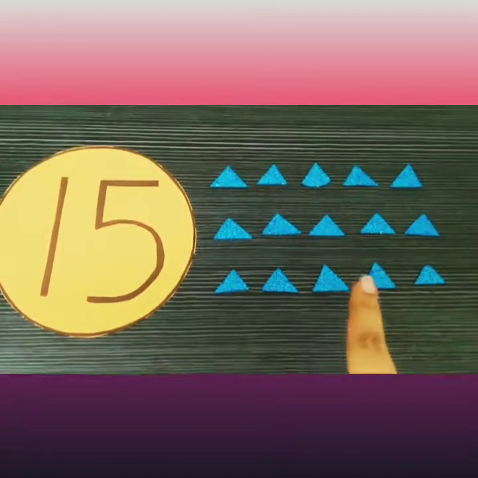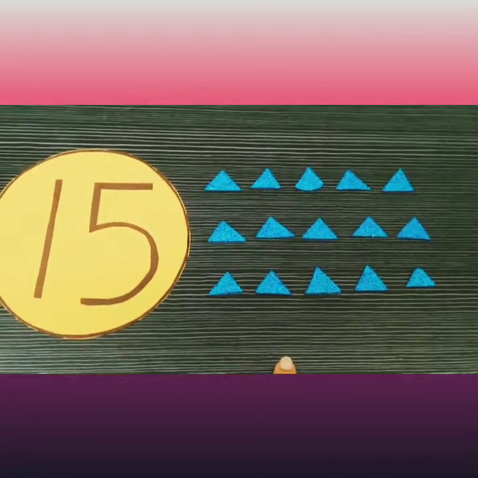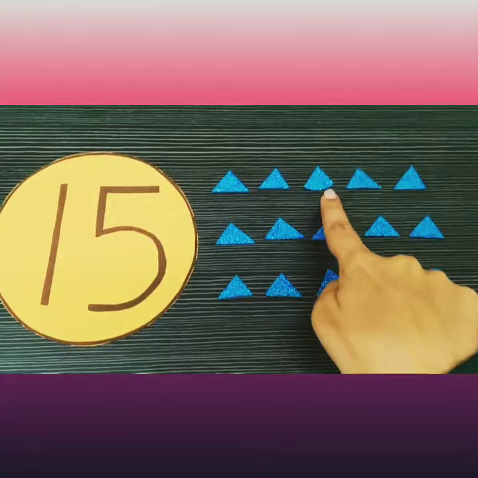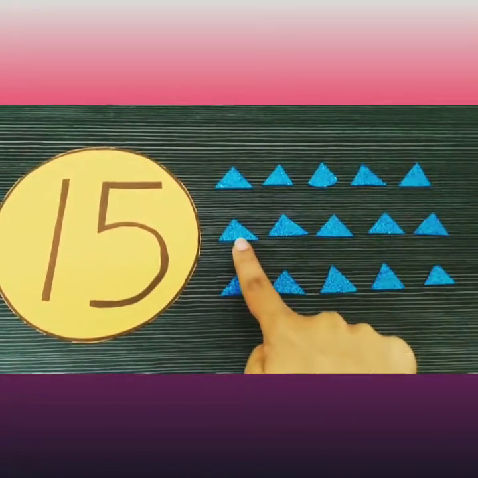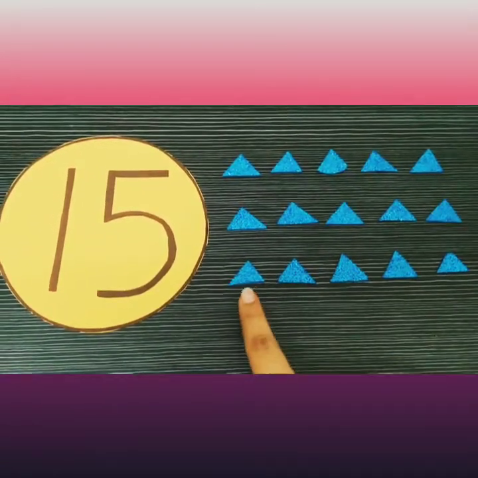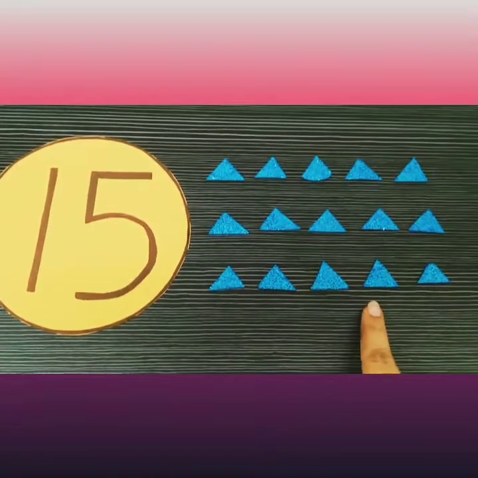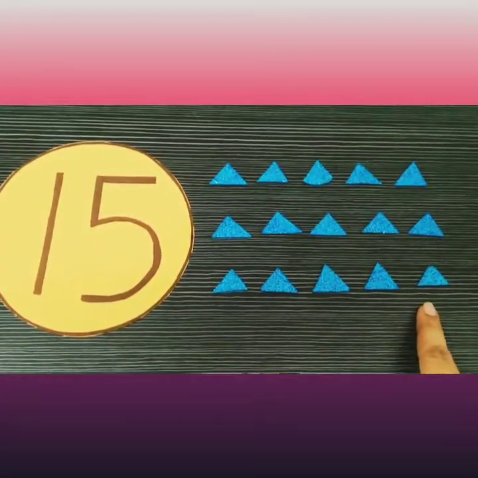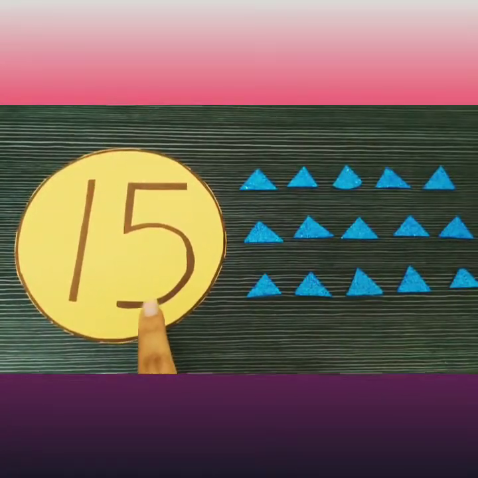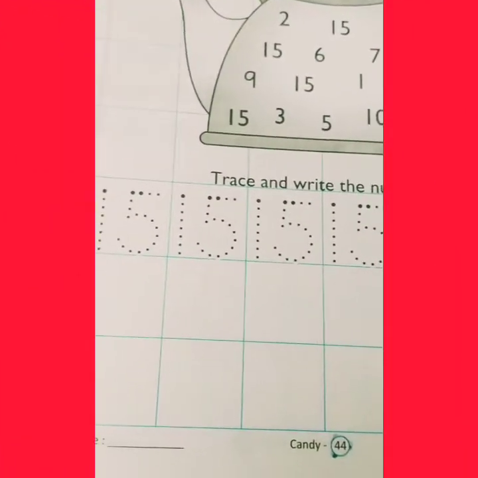Now kids, I have some triangle shaped papers. You have to count these also with your ma'am. Now start from here. 1, 2, 3, 4, 5, 6, 7, 8, 9, 10, 11, 12, 13, 14 and 15. So how many triangle shaped papers do we have? 15. 1, 5.